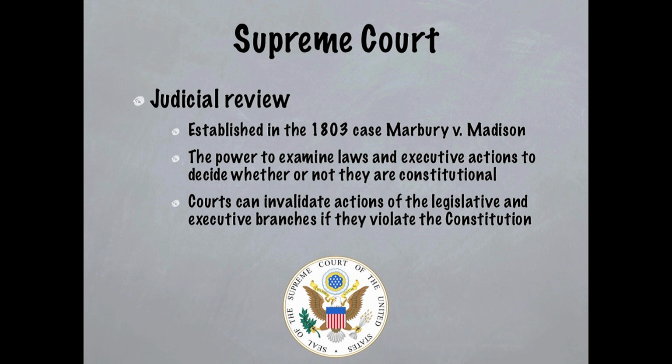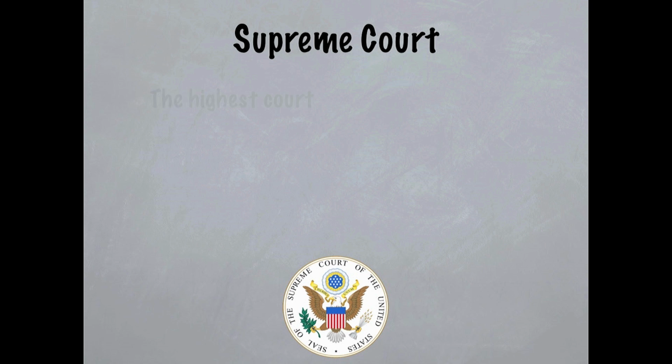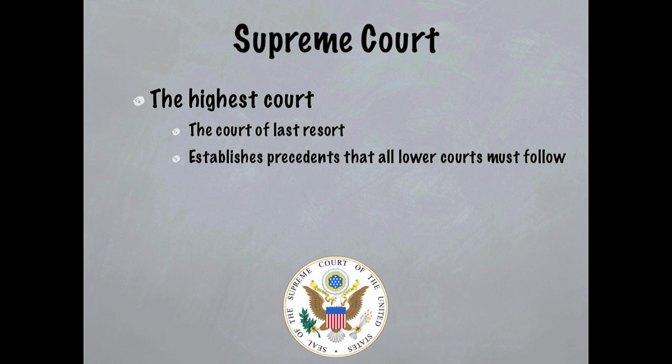Whether a case is a matter of judicial review or not, the Supreme Court is the court of last resort because its decisions are final. When the Supreme Court makes decisions, it establishes precedents that all lower courts must follow. In short, the Supreme Court has the final word on judicial matters.